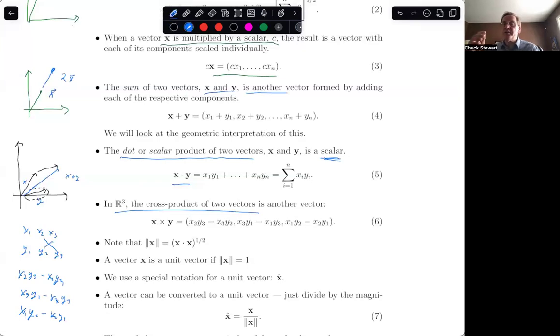But the geometric interpretation is very important. We'll see if it picks it up here on the screen. If I have two vectors represented by my pencil and my pen, then the resulting vector of the cross product is perpendicular to both of these vectors. This is the very important interpretation of the cross product.